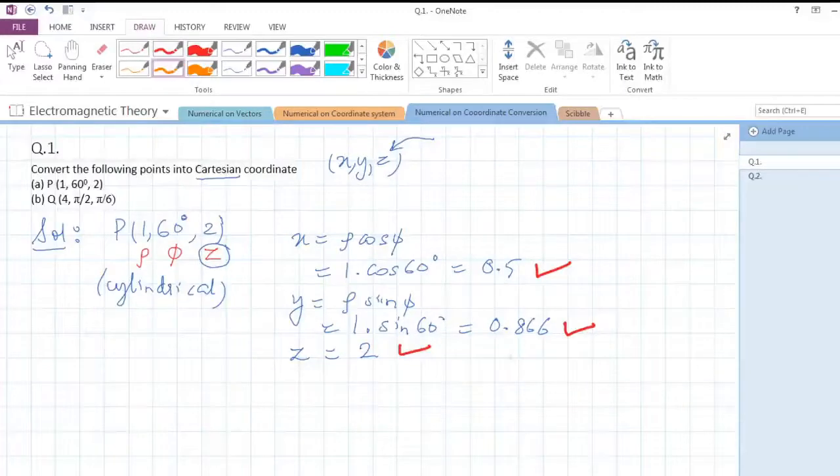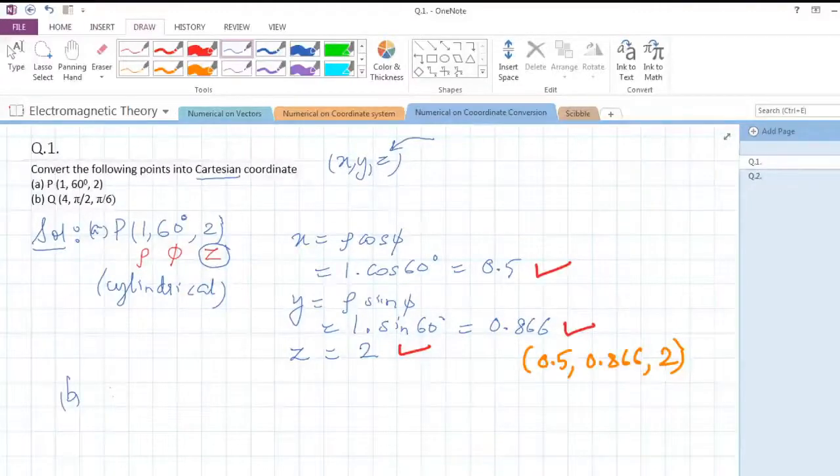So the answer can be written as 0.5, which is x, 0.866, which is y, and z, which is 2. So this is our answer of the A part. Now let us see the B part.